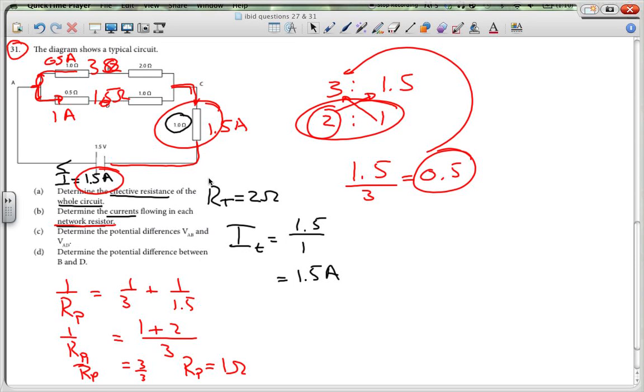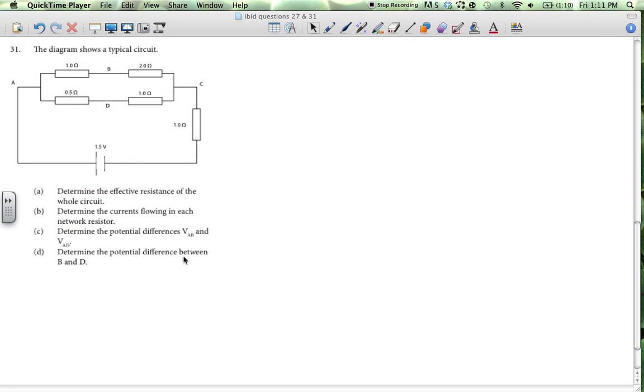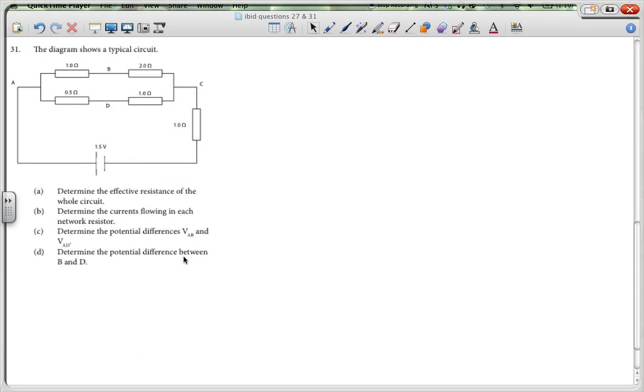We then have, it says, determine the potential difference VAB and VAD. So perhaps if I just close all of this, hopefully we'll remember all the values that we have. Remember, we have 1.5 amps here, and we've got going down here is 1 amp, and going through there is 0.5 amps. So it's going to be important.